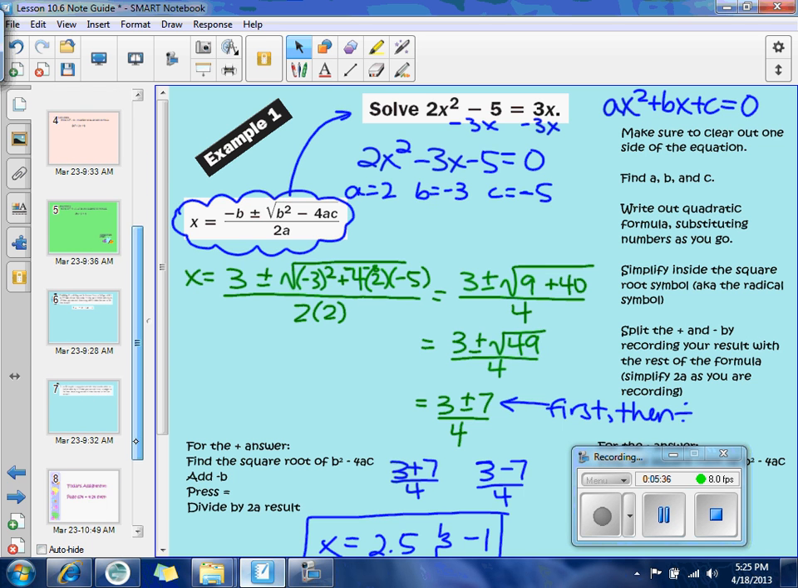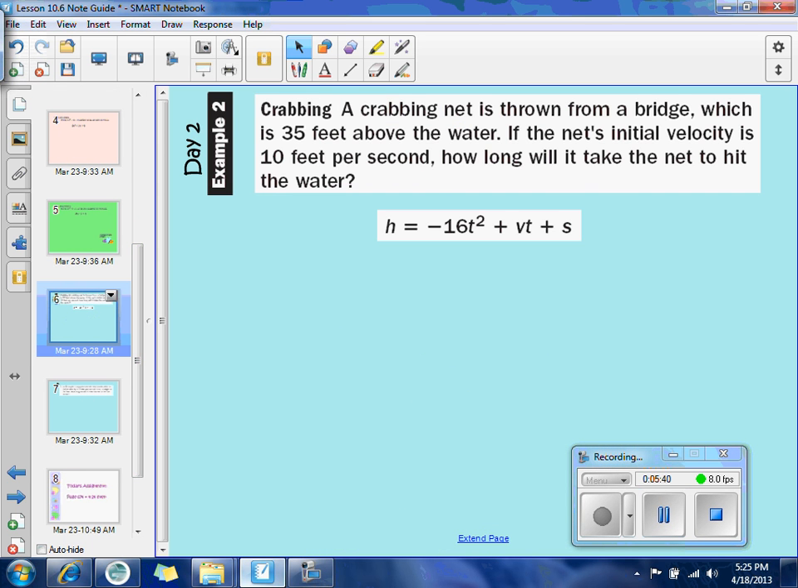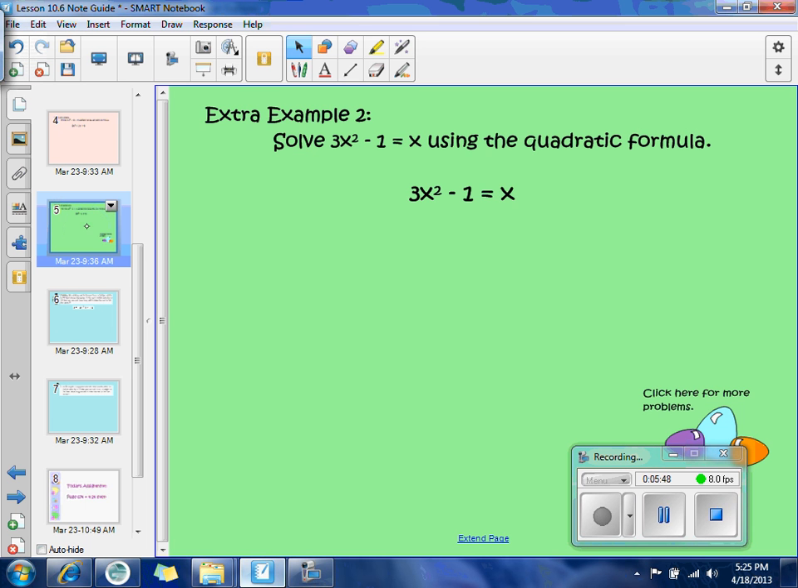Let me show you what happens when things aren't so pretty. Now, this is your vertical motion model problem. And now that I think about it, I don't want to do this one. Let's do this one. Sorry, I know I'm switching on you.